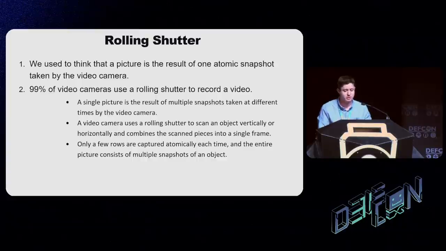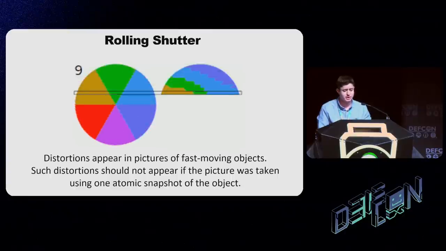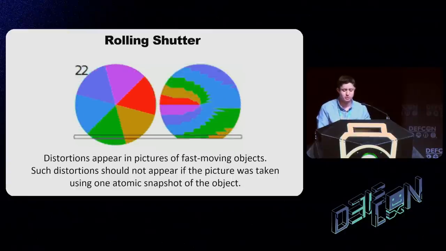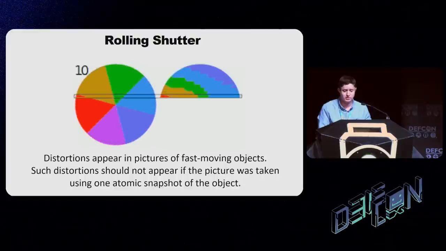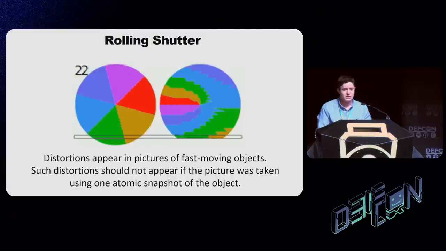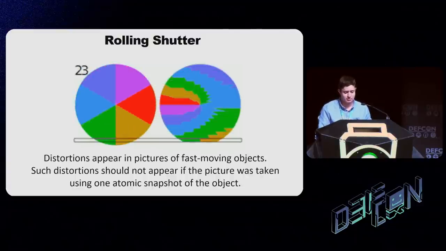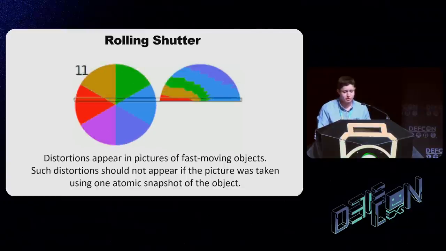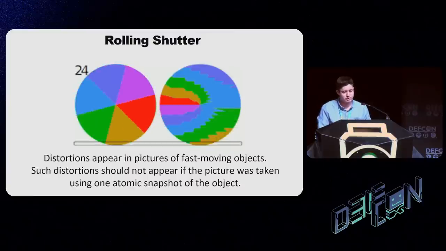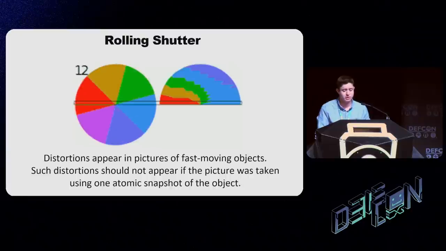A video camera uses a rolling shutter to scan an object vertically or horizontally and combines the scanned pieces into a single frame. Only a few rows are captured atomically each time, and the entire picture consists of multiple snapshots of an object. Here you can see an example of a picture captured using a rolling shutter. On the left, there is a moving object, and on the right, there is the captured image. As you can see, because each couple of rows are captured at different times, distortions appear in pictures of fast-moving objects. Such distortions should not appear if the picture was taken using one atomic snapshot of the object.